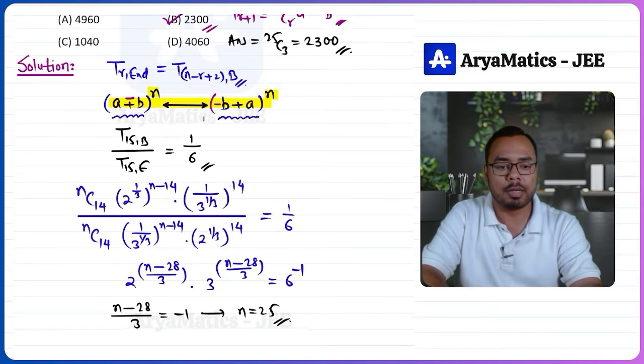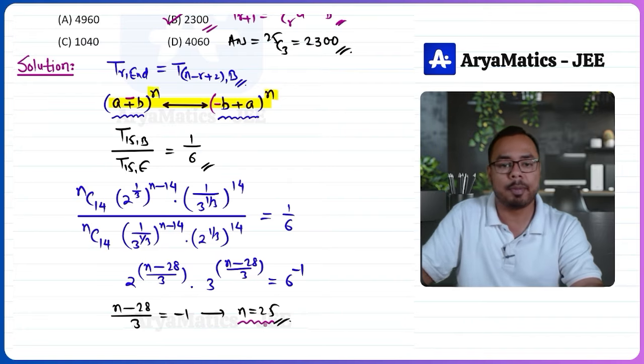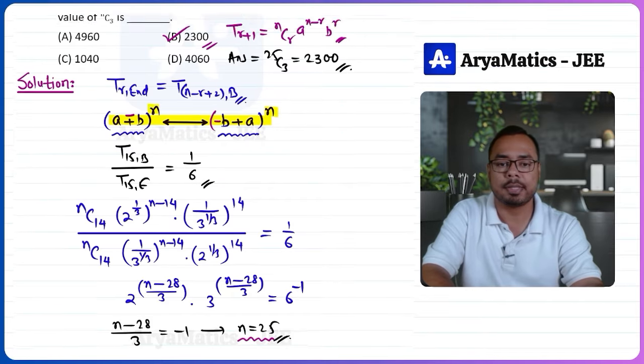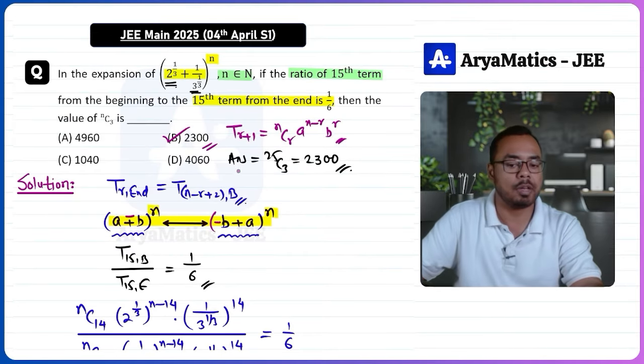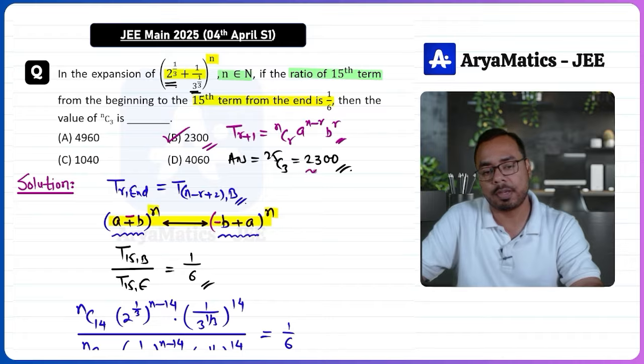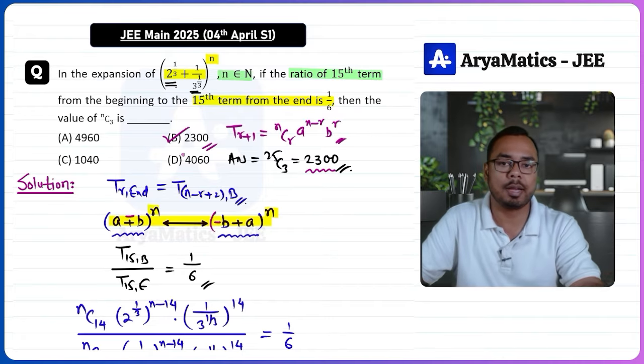Now, by taking the ratio of the 15th term from the beginning and the 15th term from the end, we got the value of n as 25. We had to calculate nC3, that means we have to find 25C3, which is 2300, and therefore the correct answer for this problem is the second option.